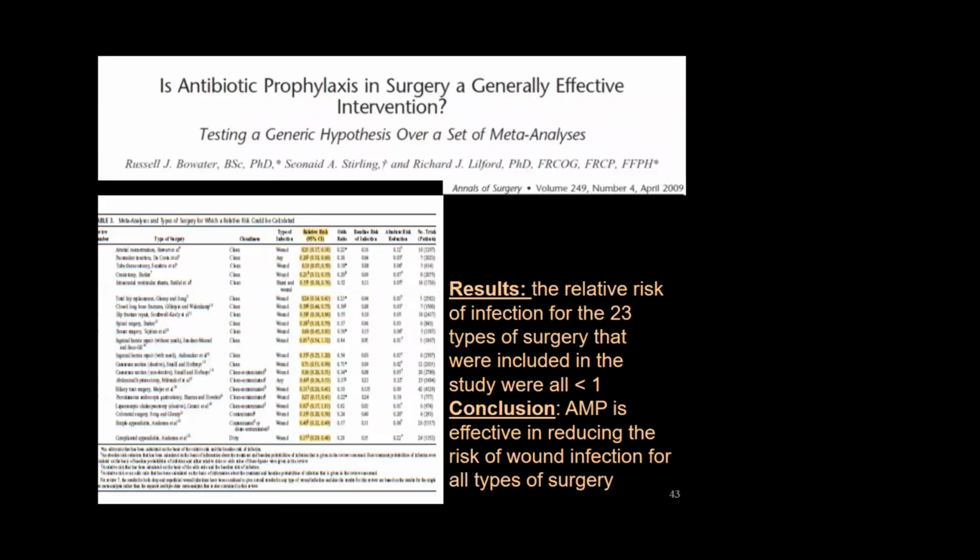People really questioned whether antibiotic prophylaxis in surgery is a really effective option. In this particular meta-analysis, they included 23 different surgical procedures, and they found that the relative risk of infection, the number of patients who got antimicrobial prophylaxis divided by the number of patients in whom it was not used, was less than 1 in all the surgeries. This goes to prove that antimicrobial prophylaxis is actually effective in reducing the risk of wound infection for all types of surgeries.